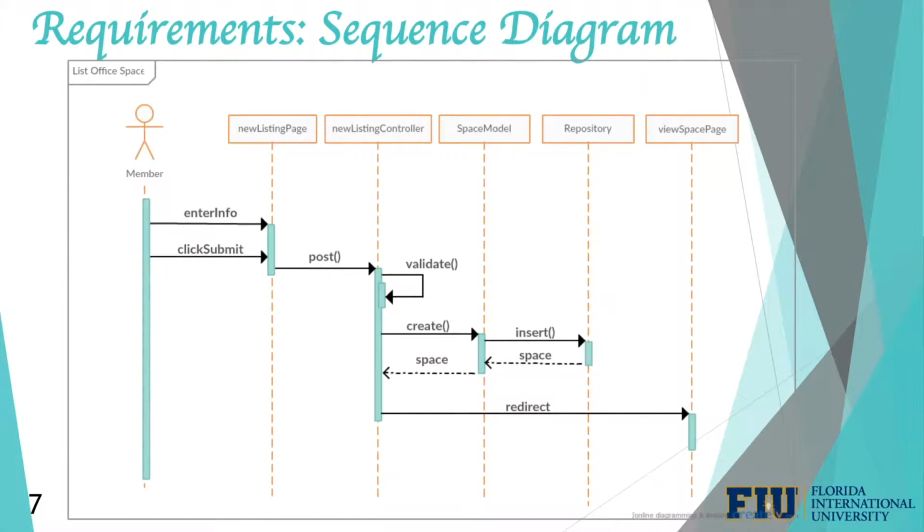Our next sequence diagram is list office space. The actor here is once again the member. The use case begins when the member enters the info, which is the details about the office space, into the new listing page. Then the user clicks submit. The new listing page then makes a post request to the new listing controller, which validates the form. If the form is valid, the new listing controller creates a space, and the space model inserts it into the repository. The repository then returns the space to the space model, and then the space model returns the space to the new listing controller. The new listing controller then redirects back to the view space page.